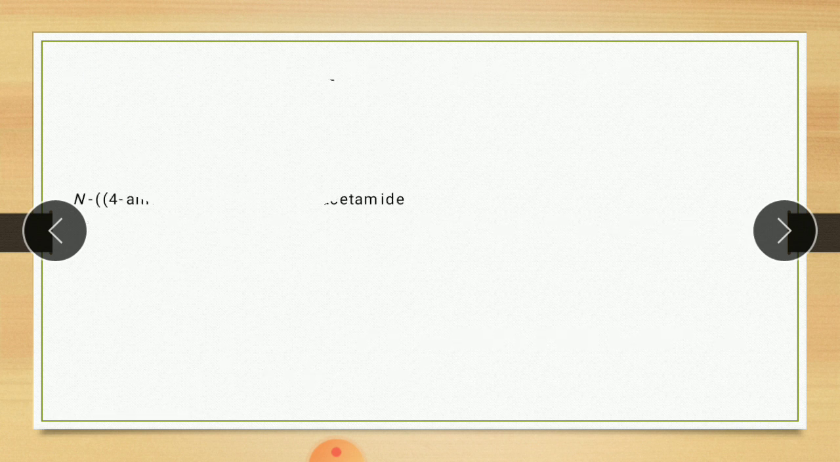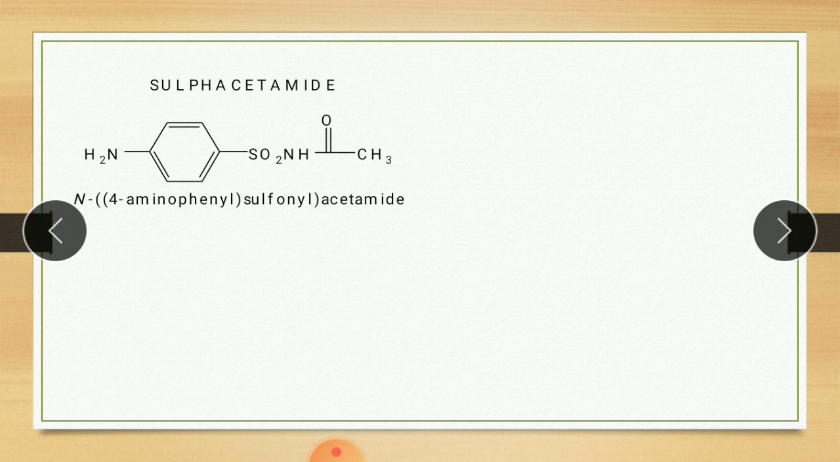Now we will discuss the individual important sulfonamide structures and their IUPAC names. The first structure is sulfacetamide. So this is the structure of sulfacetamide. It consists of an acetamide group attached to this nitrogen. So the IUPAC name is N, this N, 4-aminophenyl. So this is the 4-aminophenyl.